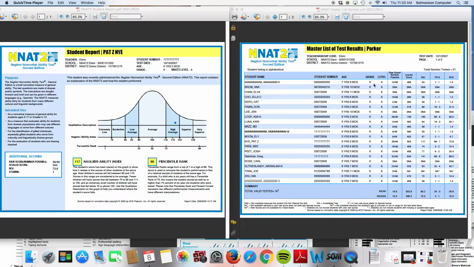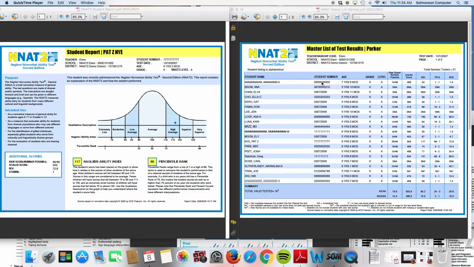But they're all kindergartners. They all took the A level of the test. Here's the raw score. So this first little guy, A, only got 10 out of 48 correct. And then you look at the scaled score of 466. This is the NAI, the rough verbal IQ. So we've got a rough verbal IQ of 44, which is an indication that we most likely have some learning issues or developmental issues here.